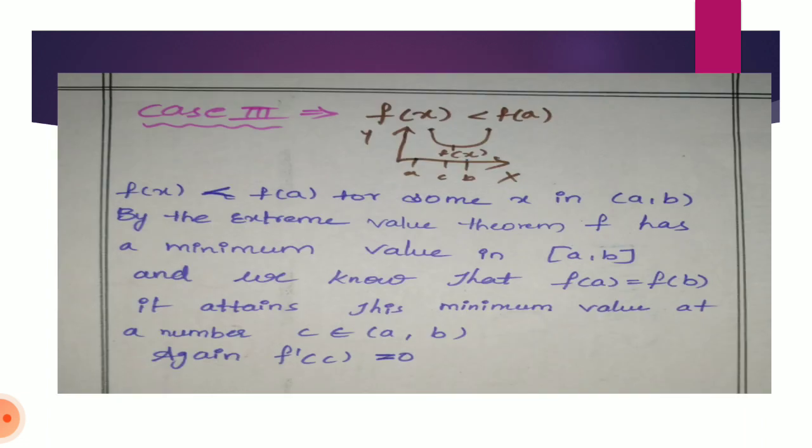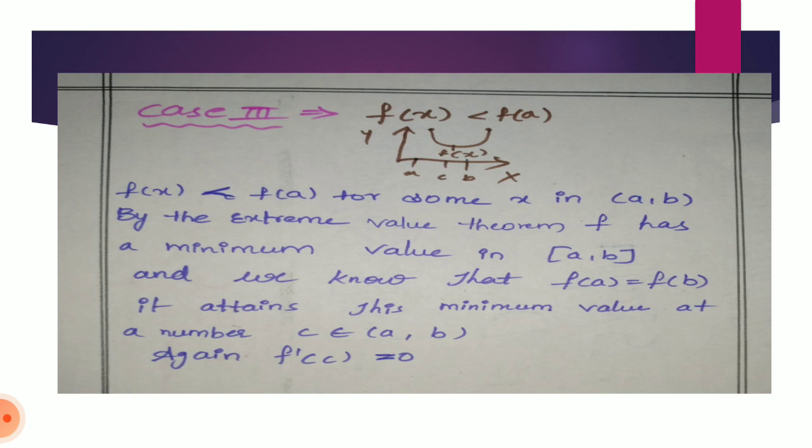Here is case 3. What is the difference between case 2 and case 3? In case 2 we discussed f(x) greater than f(a). Here we discuss less than, and we take the minimum value, whereas there it is the maximum value.